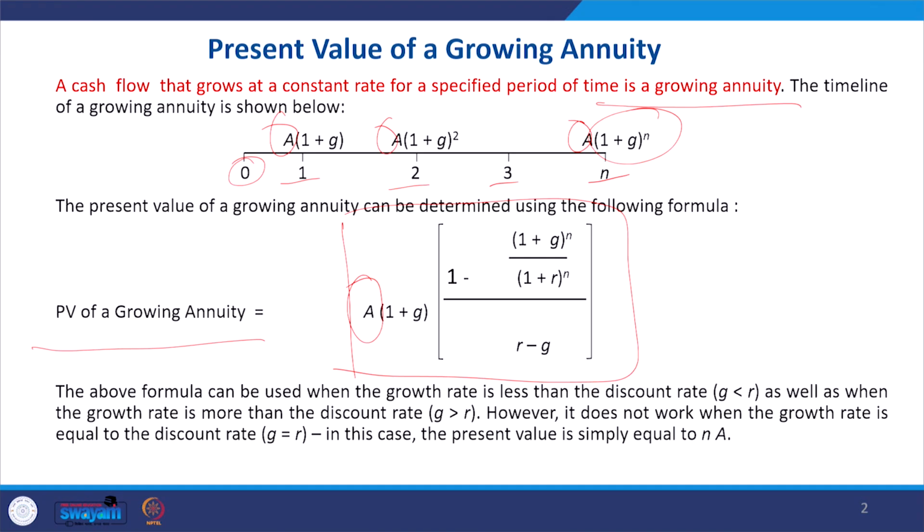In this formula we have to be very careful that g has to be different from r. Either it has to be more than r or less than r. Only then will this model work. If r is equal to g, or the growth rate is equal to the rate of return, the formula does not work and the present value is simply NA. So there has to be a difference between r and g. The growth rate has to be different from r, and it can be more or less. In that case the present value of the growing annuity can be calculated.